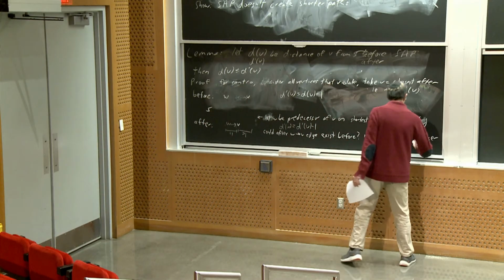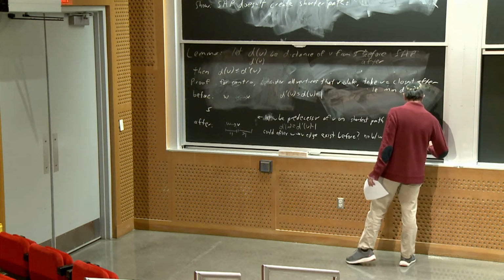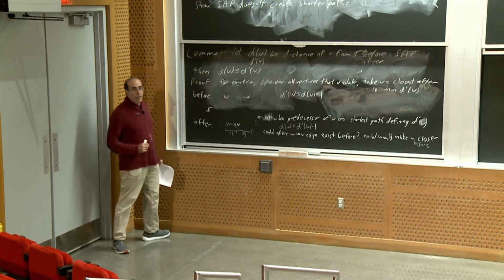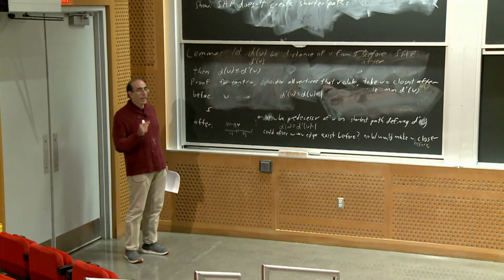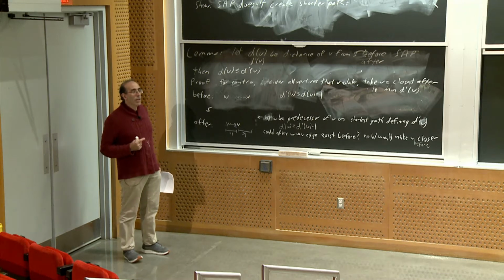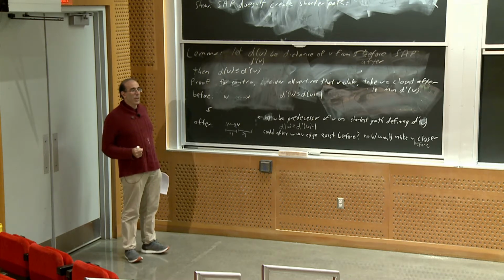Yes? So this edge from W to V is created, right? It didn't exist before. It exists after, which means it was created. What creates a residual edge?